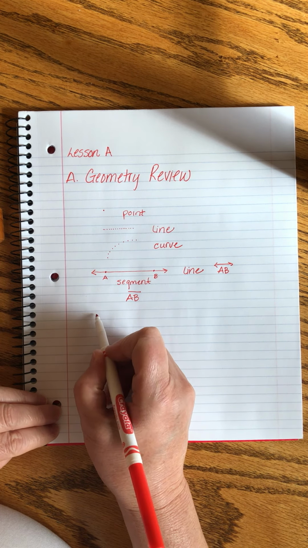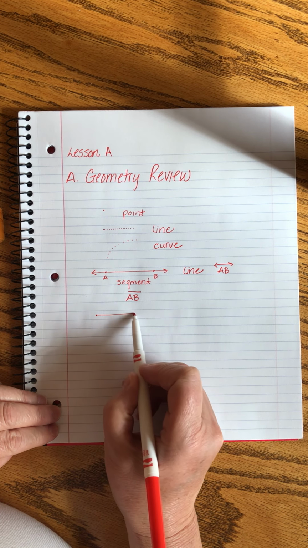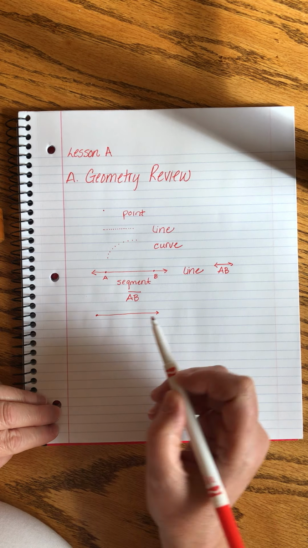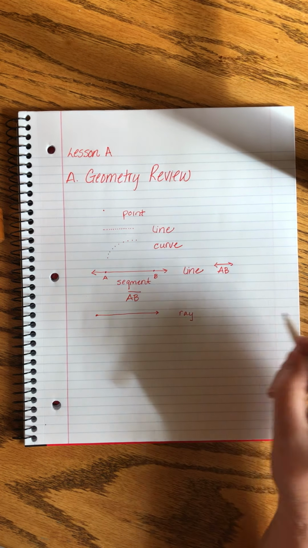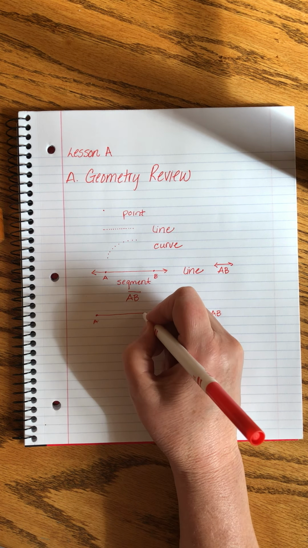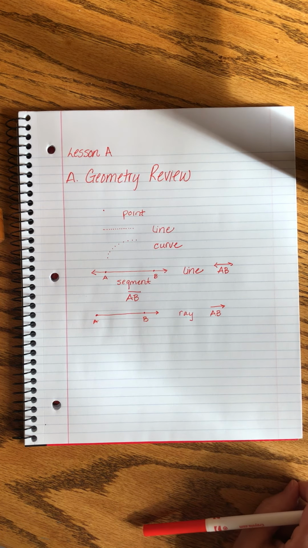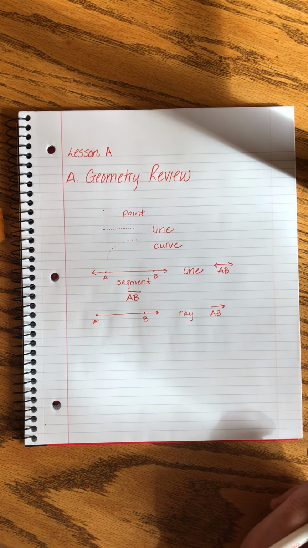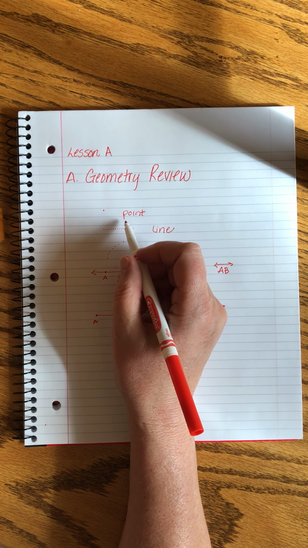There's also a thing called a ray. A ray is when you have an endpoint and then an arrowhead. That's a ray. So it's kind of like half a line. And we can define that. Let's put in our A and B again. And that's the way we would write the symbol for a ray. Okay, so those are a bunch of ideas related to the idea of a point.